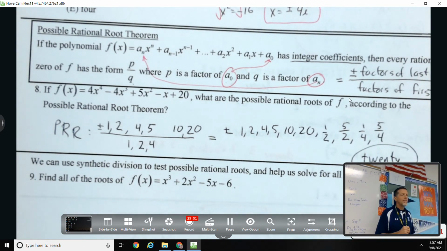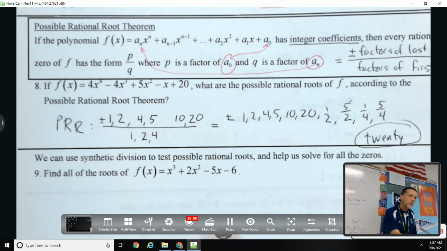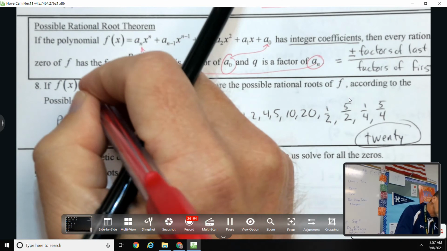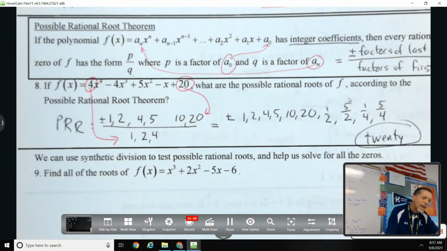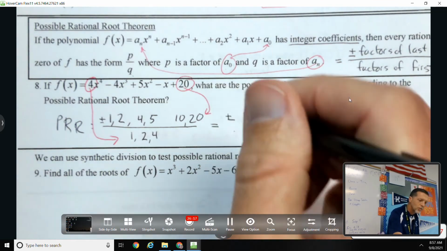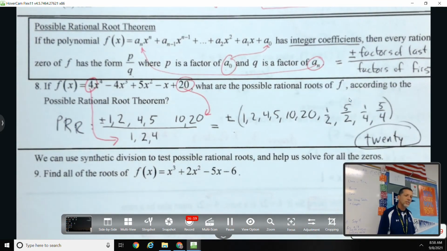And that's one way we ask the question on the worksheet and test: how many possible roots are there? Did you get 1, 2, and 4 on the bottom? Those are factors of the first, and they go in the bottom. Factors of the last go in the top. And then don't forget the plus or minus. You don't have to write out the plus or minus because that gets tedious, but don't forget to double your number of answers based on the plus or minus.